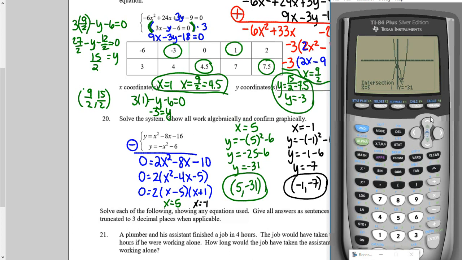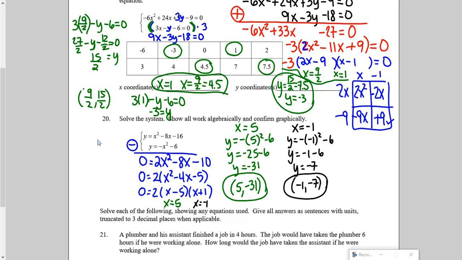If you were doing this on your graph paper or on your test paper, just a little sketch would be fine. So we had something like this, and where they crossed was 5, negative 31, and negative 1, negative 7. Good. Okay, on to the applications.